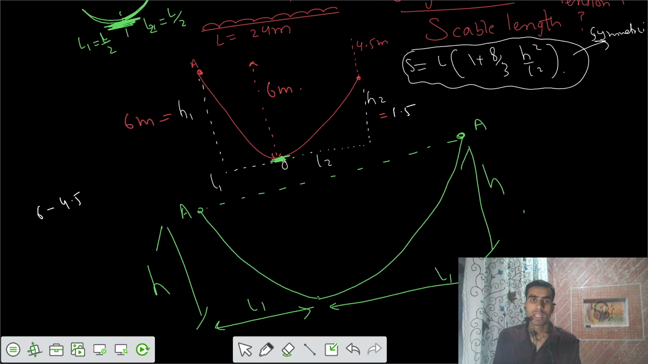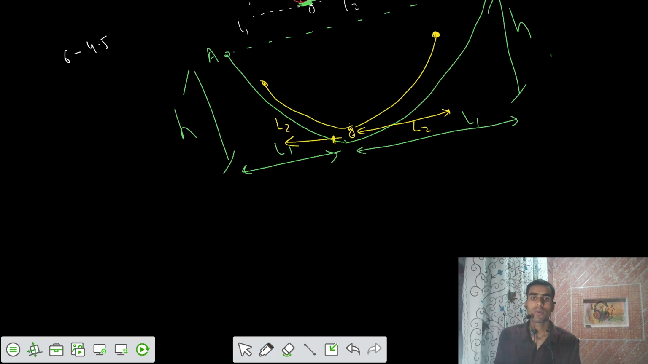And similarly, there was one more support, and one more cable was there, somewhere here, and it developed a profile like this up to some length L2. This is some length L2. And similarly, if it continued from the other side also, it would have been symmetric about that origin point O, such that this one is also L by 2. And I know that for the symmetric profile, S is equal to L times 1 plus 8 by 3 S square by L square.